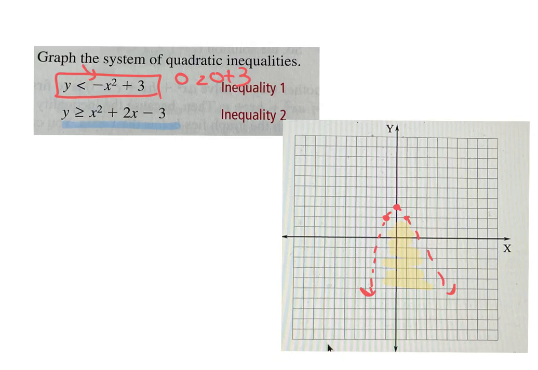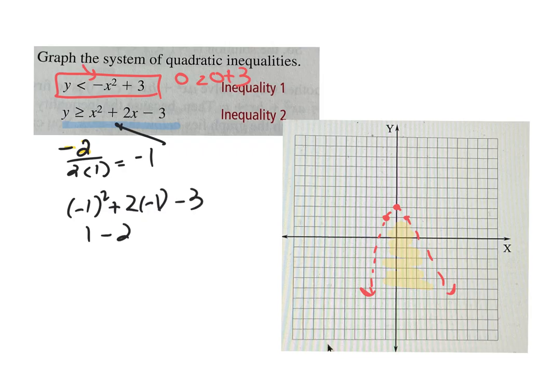For the other one, I'm going to go negative b over 2a like I did last time. It's going to be negative 1, something. So I've got to plug the negative 1 back in there. I'll get negative 1 squared minus 2 times negative 1 minus 3. That's 1 plus 2 minus 3, which is negative 4. So I'm going to go to negative 1, negative 4. That's my vertex. Negative 1, negative 4 is, let's see, 1, 2, 3, down here. And because it's a positive 1, I'm going over 1, up 1, over 1, up 1.